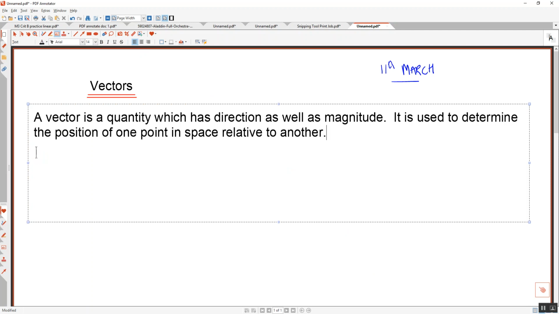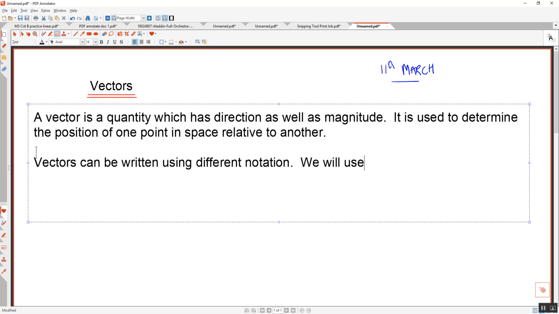Alright, so I'm going to actually type some stuff. So we're going to put vectors and be written in using different notation. We will use column form. So you only have to know column form for your vectors, and then whenever you go into diploma, you will have to be able to write vectors in different ways.